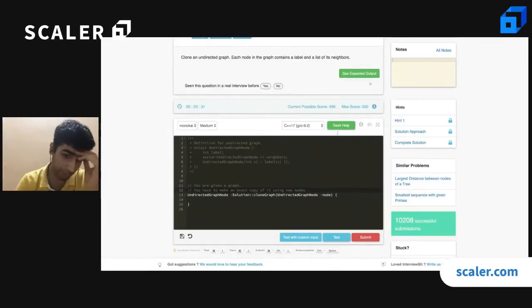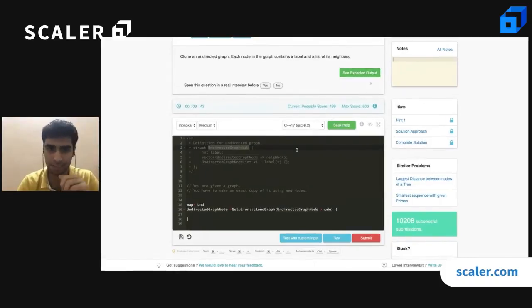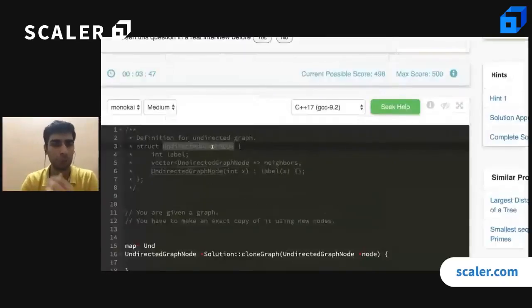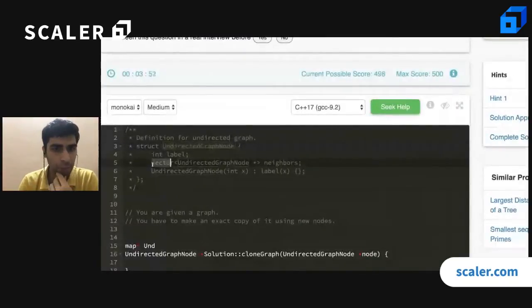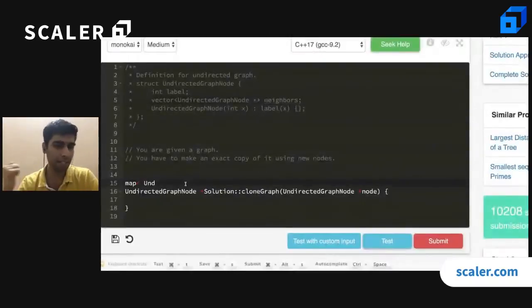So what I can do in this case is maintain a map. In this graph that is given to us, each node is represented using a data type which is undirected graph node. I mean, we're not given an adjacency list. Similarly, the nodes that are connected from a particular node are represented by a vector of undirected graph nodes, represented by the variable neighbors. Okay. So yeah, I say that, hey, I'm going to have a global map.